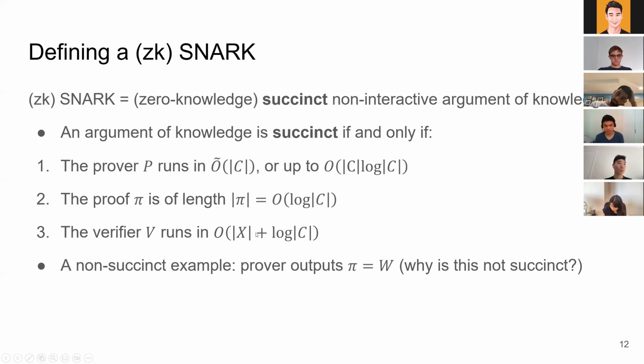The verifier ends up having to run in linear time in the size of the circuit, because it has to plug the W and the X in and compute all the operations in the circuit. And we want the verifier to run in a lot less time than that. We want it to run in log of the size of the circuit.